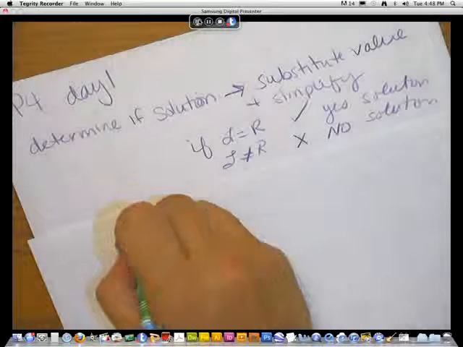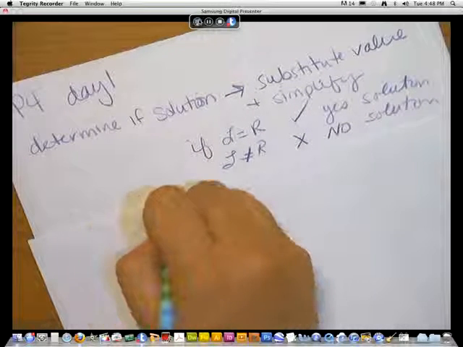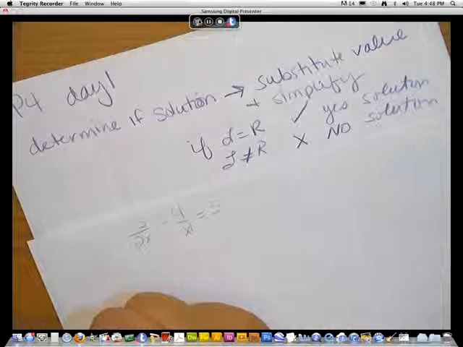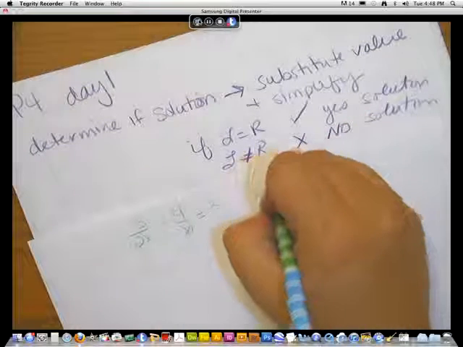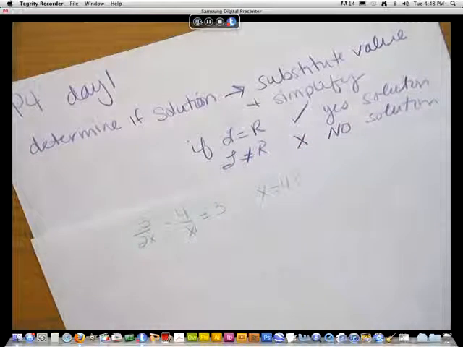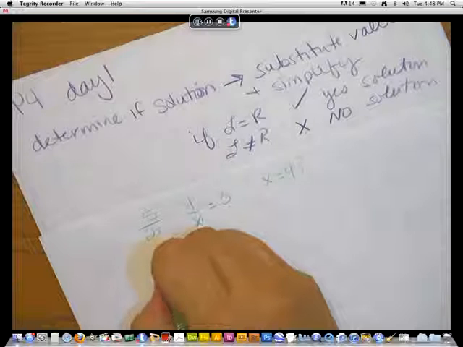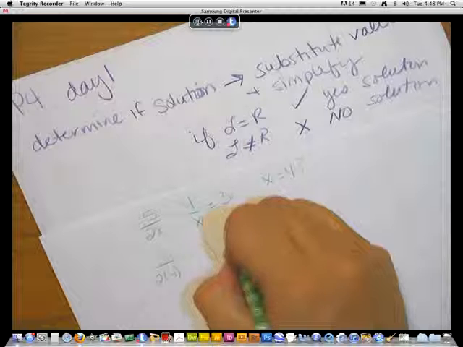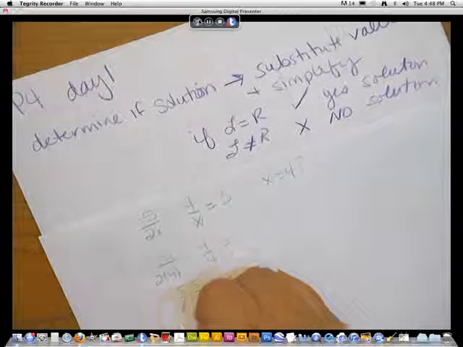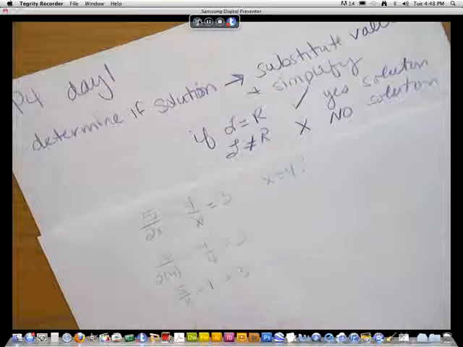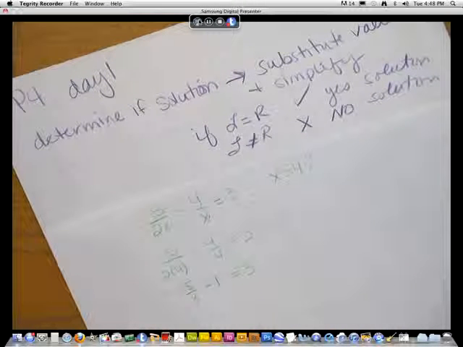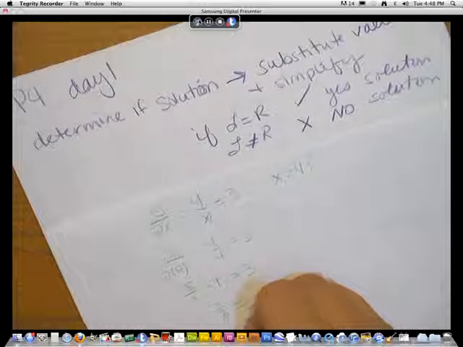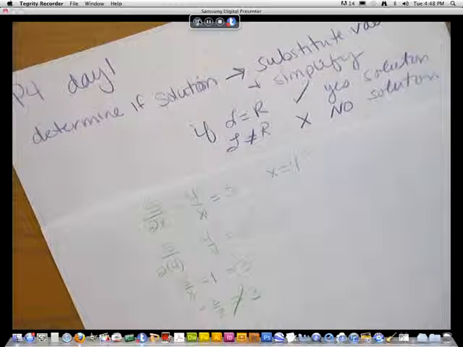The first example, 5 over 2x minus 4 over x is 3. Is x equals 4 a solution? So we're going to substitute and get 2 times 4 minus 4 over 4. So we're going to get 5/8 minus 1. 5/8 minus 1 is going to give us a negative 3/8, and that is not true. That does not work.